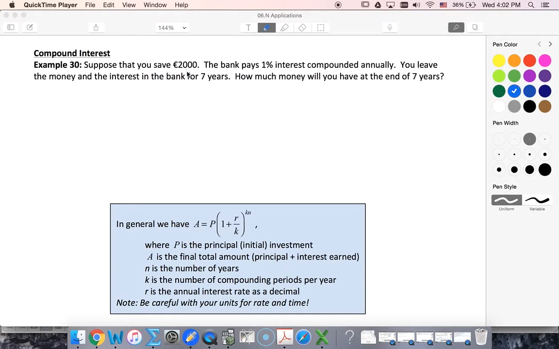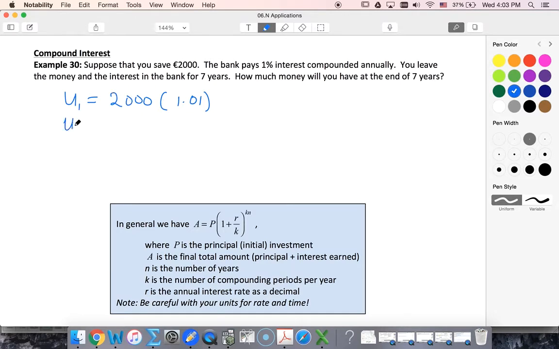So we're saving 2,000 euros. Our bank pays 1% interest compounded annually. We leave the money and interest in the bank for 7 years. How much do we have at the end of 7 years? So let's look at, this is the start of our first year. So at the end of our first year, we're going to have 2,000 times our interest. And we do the 1 because it's 100% of the 2,000 plus the 1% interest.